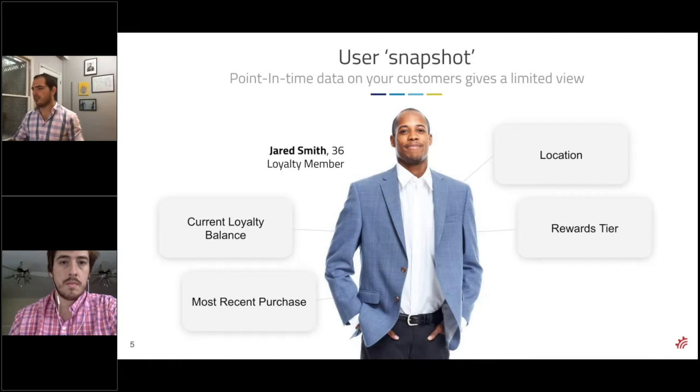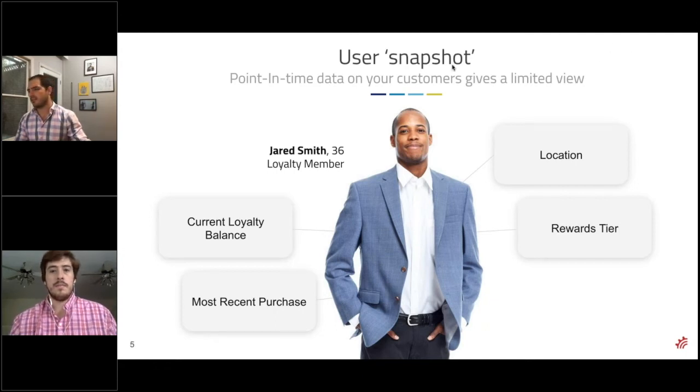Let's take an example here. We have our member here, Jared Smith. And what you might see in many segmentation tools is who Jared Smith is today. His current loyalty balance, maybe the purchase he just made, his location or his rewards tier. And that's a pretty good snapshot.